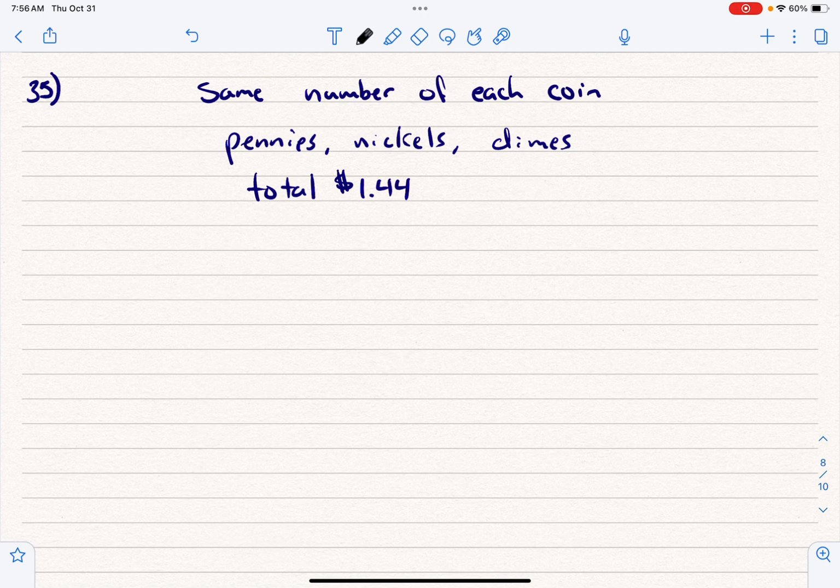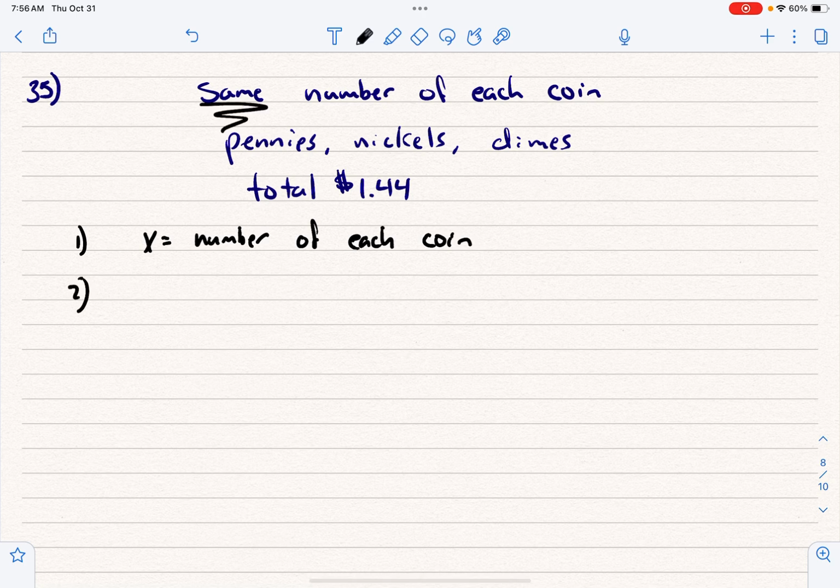All right, let's give this a go. Okay, number one, I'm going to say X is the number of each coin. And I can use that because I don't need to know the number of pennies and the number of nickels and the number of dimes because it's the same, okay? And then so step two, let's go ahead and do some translating.